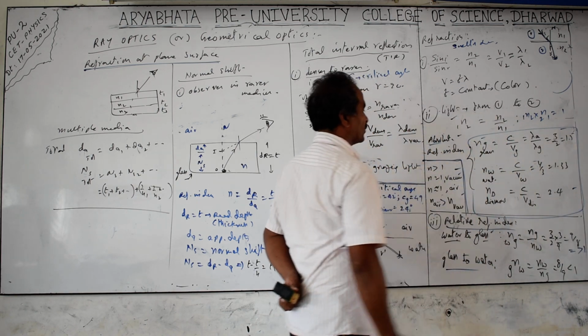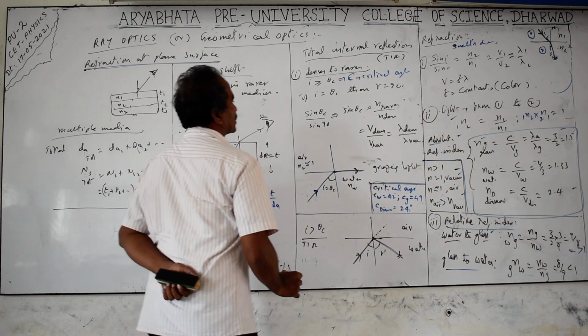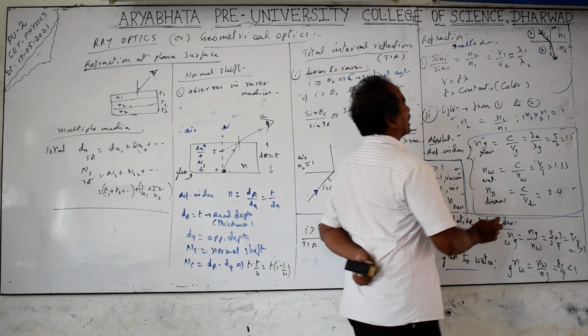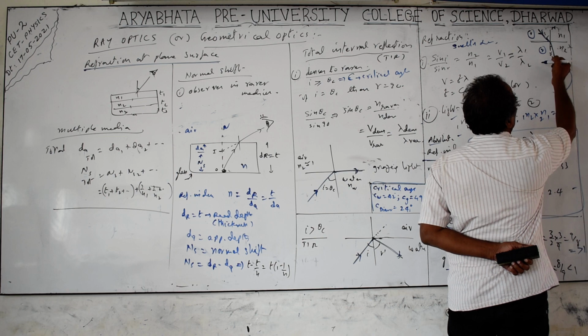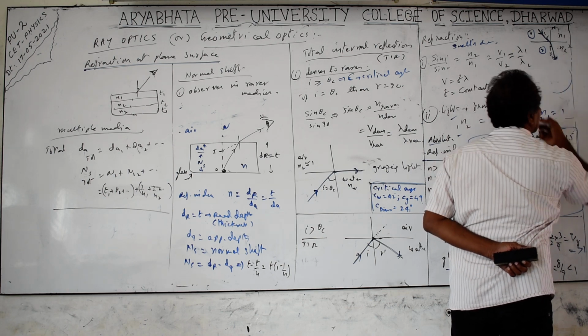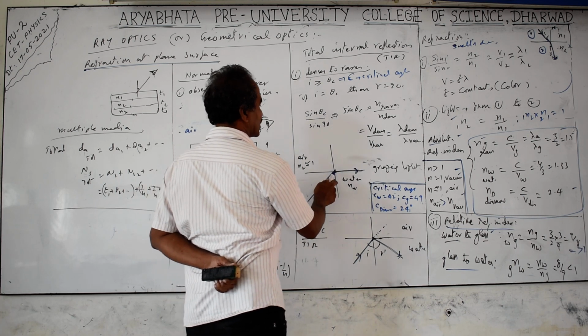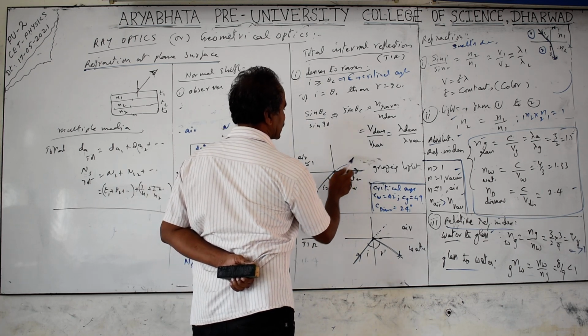Next is total internal reflection. Same thing for the vacuum also. When light travels from one medium to another medium, it deviates, we said. When it travels from a rarer to a denser medium, it deviates towards the normal. But if it travels in reverse, it deviates away from the normal. So light traveling from water to air deviates away from the normal. So it goes like this.